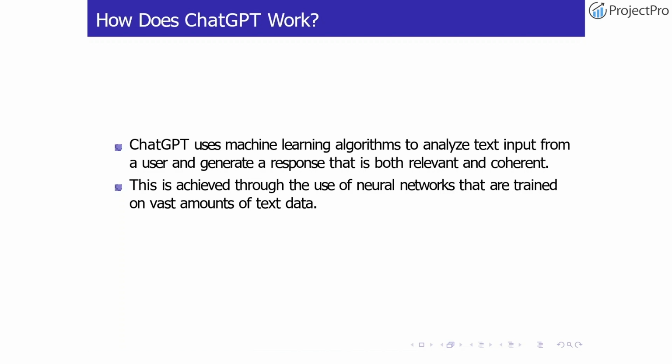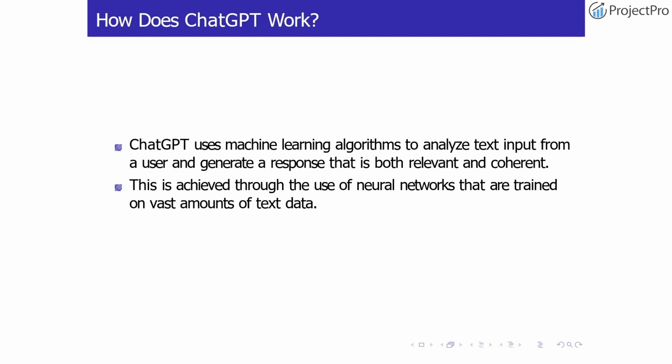Let us see how ChatGPT works. To understand how ChatGPT works, we need to dive a bit deeper into the technology behind it. At a high level, ChatGPT is based on a neural network that is trained on vast amounts of text data. This data includes everything from books and articles to social media posts and online forums. The neural network processes this data and learns to recognize patterns and relationships between words and phrases. It then uses this knowledge to generate responses to user inputs.